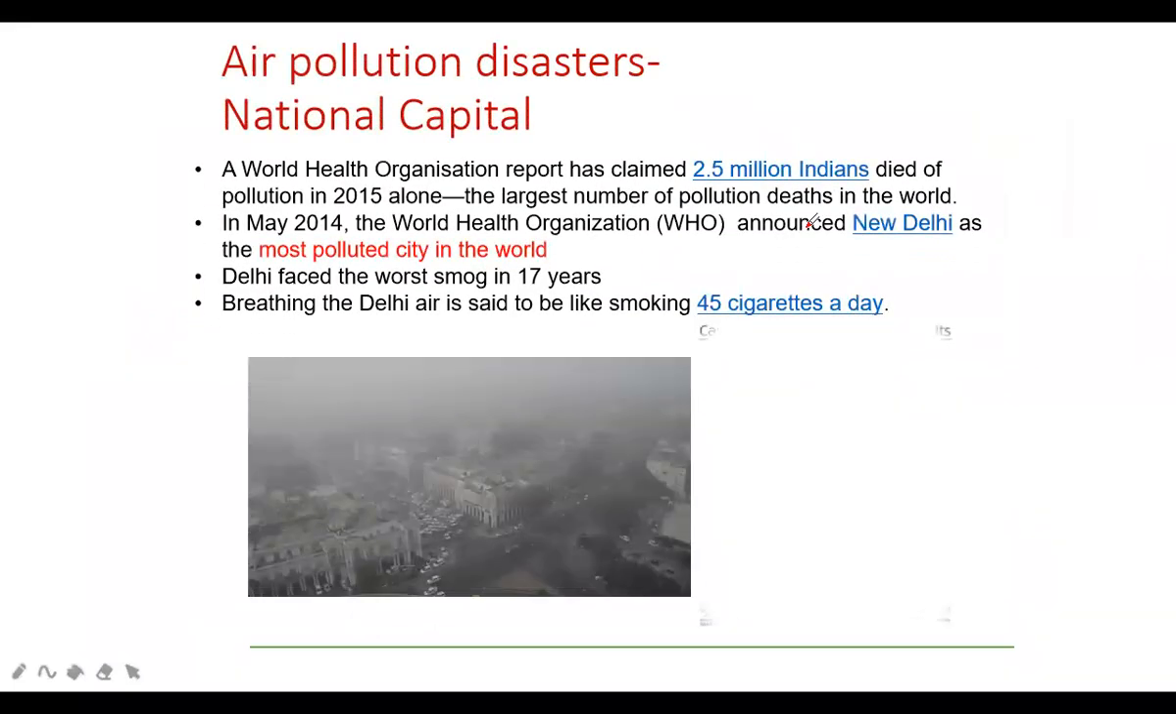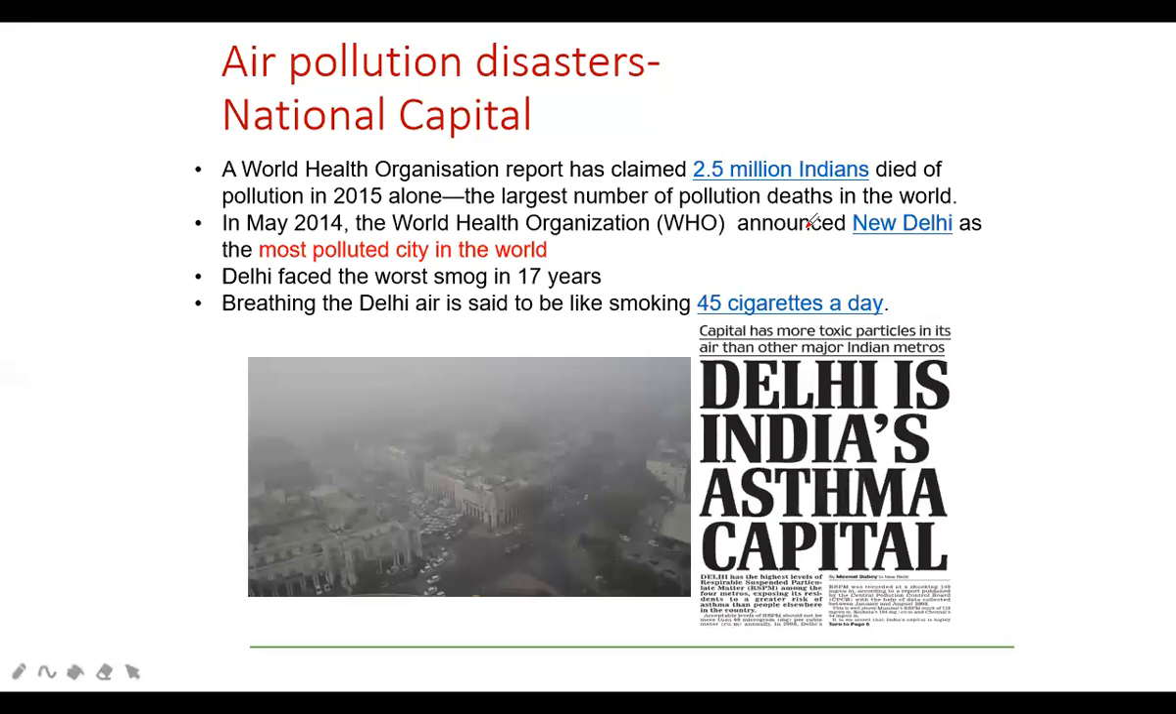And this is the most common example I am talking about, an air pollution disaster, the national capital. We have a national capital of India that is more proudly called the asthma capital, and this is the worst polluted city as per the data available, which I am going to show.